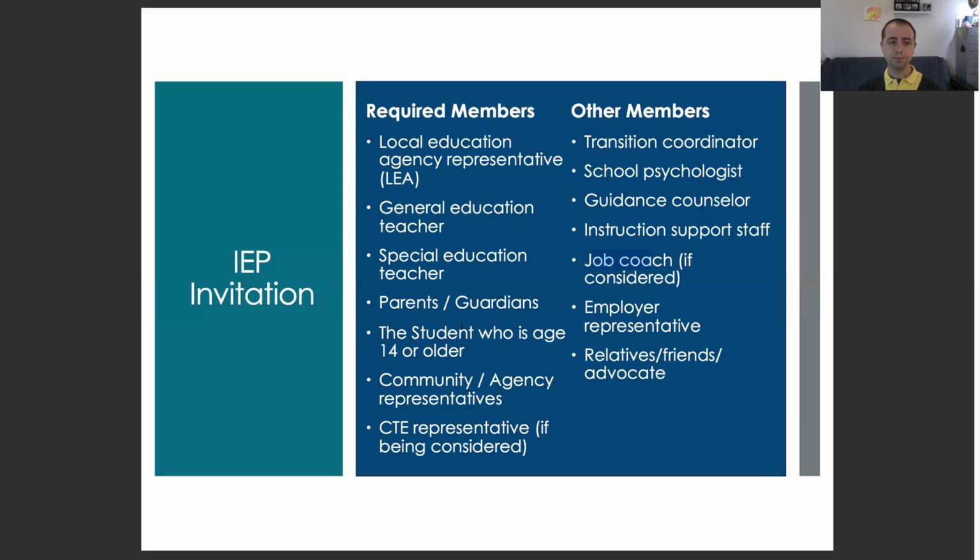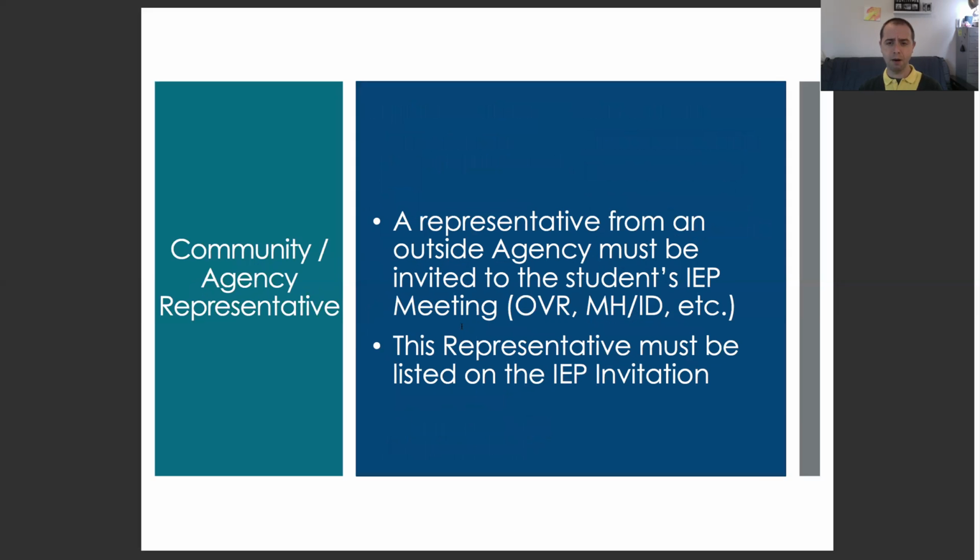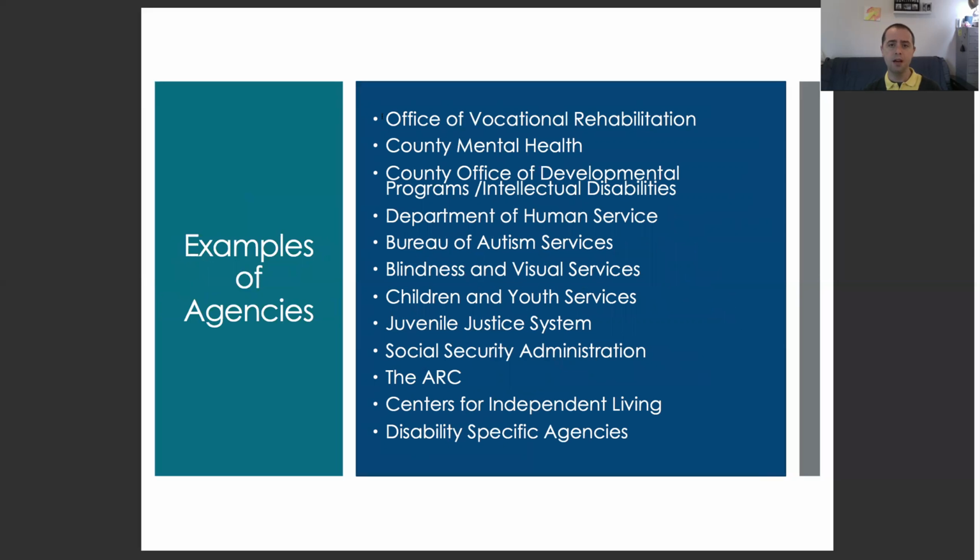So when we talk about a community agency representative, that's somebody from an outside agency, typically the Office of Vocational Rehabilitation, the Mental Health or Intellectual Disability Office. Those individuals need to be listed on the actual IEP invitation. It's okay if they don't come, but we have to document the fact that they were invited. It's so crucial that we invite those agencies there. This slide gives you some examples of different agencies that could be involved.